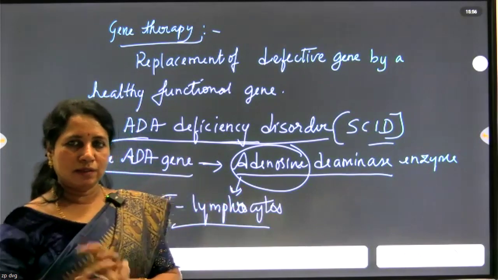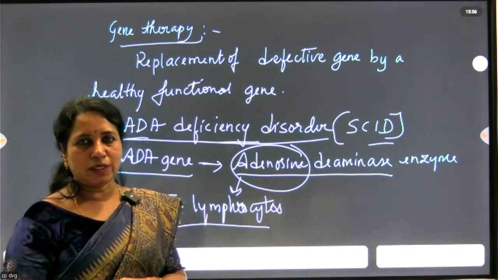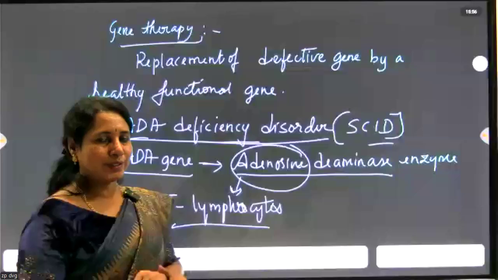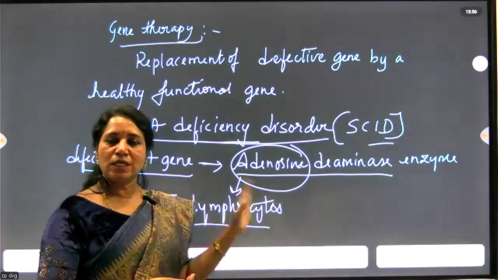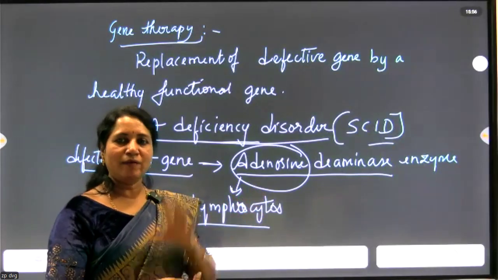Then again, the T lymphocytes from the culture are infused back into the blood of the patient. But still, is this effective? No, it is not effective. Why? Because these T lymphocytes are not immortal. They are not immortal. They have a lifespan.